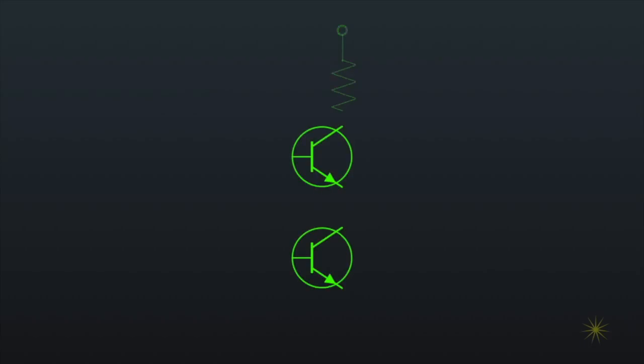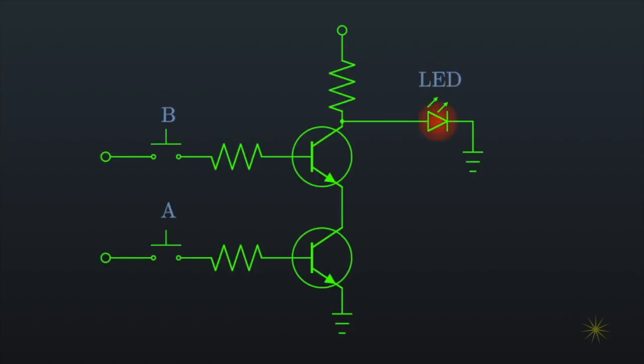Now you may say, well, that's cool, but so what? The thing is, if we're clever, we can do some pretty cool things when we string a bunch of transistors together. For example, if we string 2 transistors in series, we can create a new circuit that turns on the LED unless both switches are on.